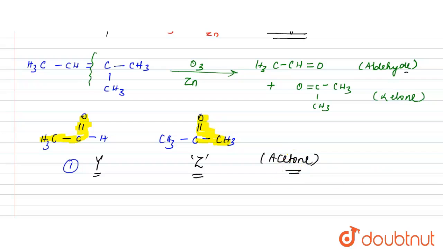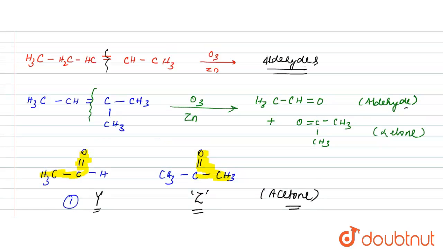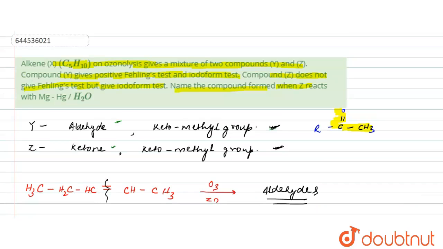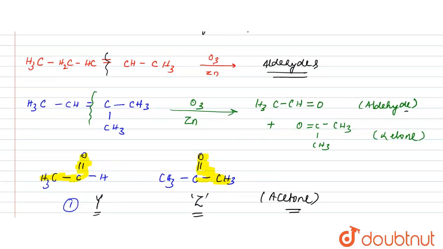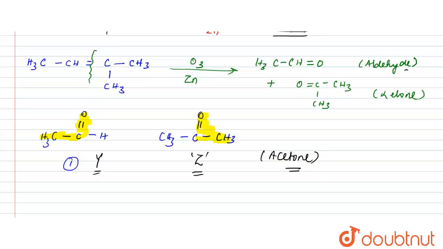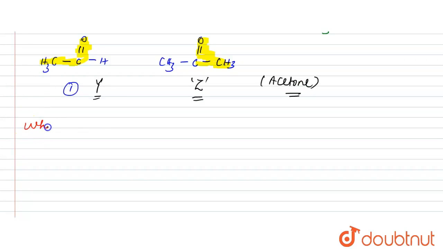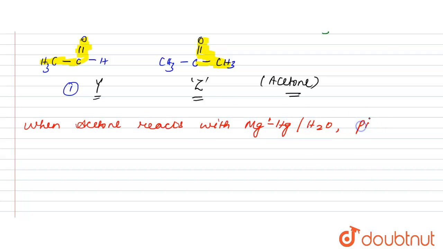Now what is asked? Name the compound formed when Z reacts with MgHg/H2O. Actually, a reduction reaction is performed. This is a very famous reaction: when acetone reacts with MgHg and water, pinacol is formed. This is the compound which is formed.